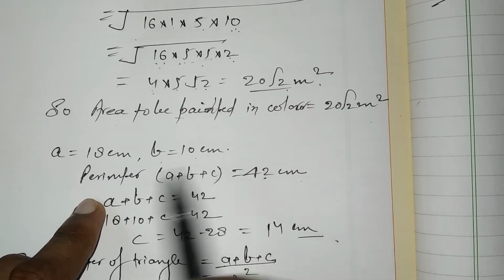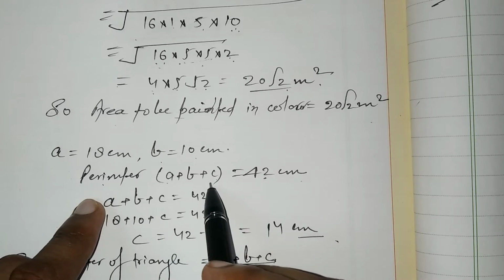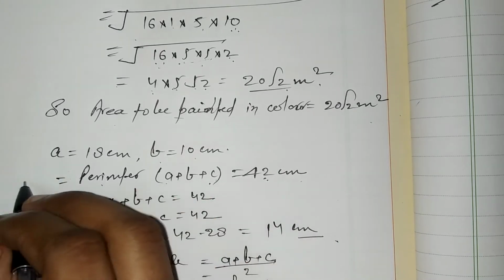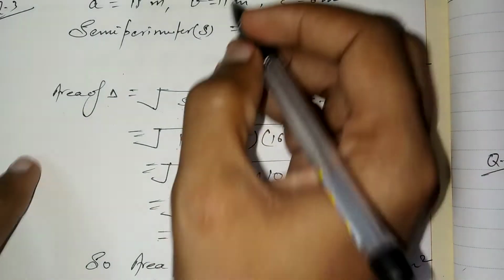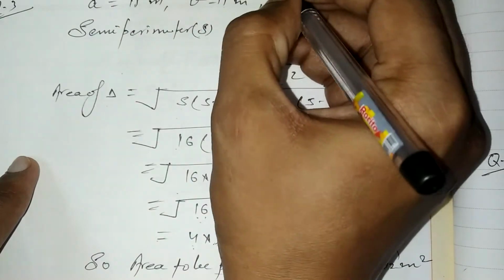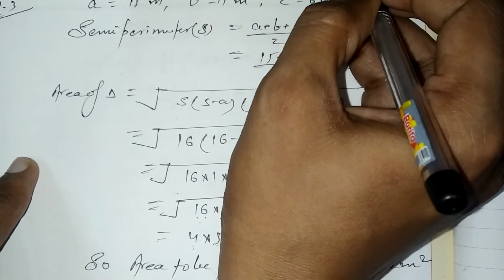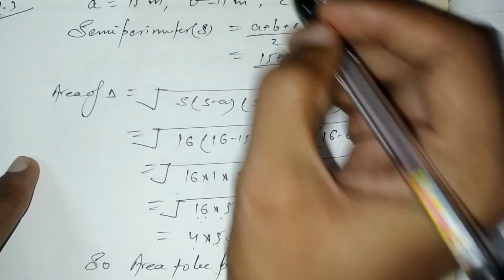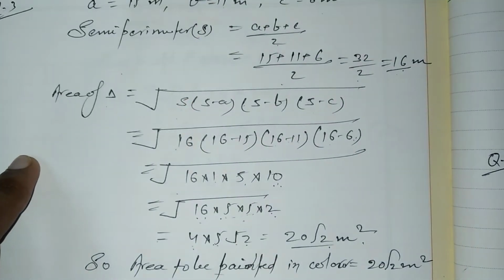42. Perimeter is given, and perimeter is written as the sum of all the sides of a triangle, equals 42. Remember that perimeter is called 2s also. Here also you remember perimeter equals a plus b plus c, and this perimeter is also called 2s. 2s equals what? a plus b plus c.